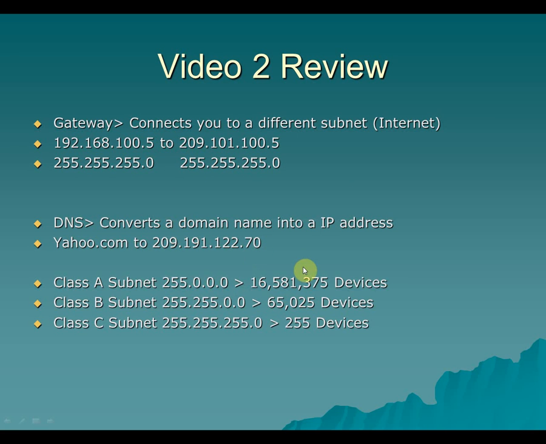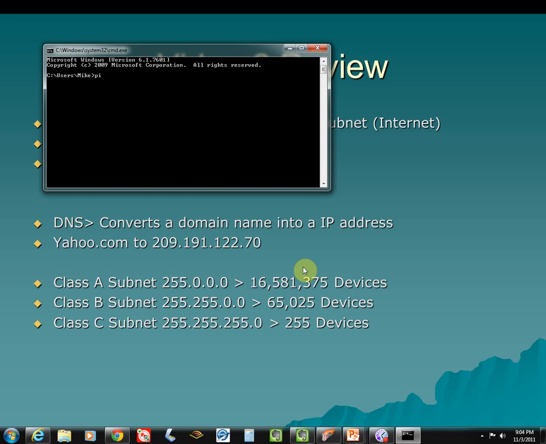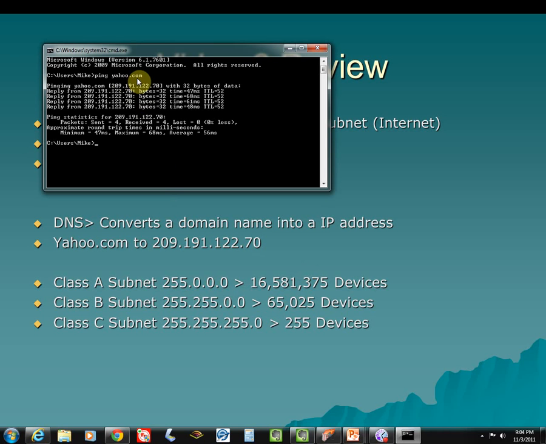DNS just converts a domain name into an IP address, like yahoo.com to 209.191.122.70. If you remember, if I go Windows R and open up my run command, and then type in CMD to open up my command prompt, I can ping yahoo.com, and if I enter, that went out to the DNS server and asked it, well, what IP address is yahoo.com? And then the DNS server gave this IP address back. And so that's what the DNS server does.